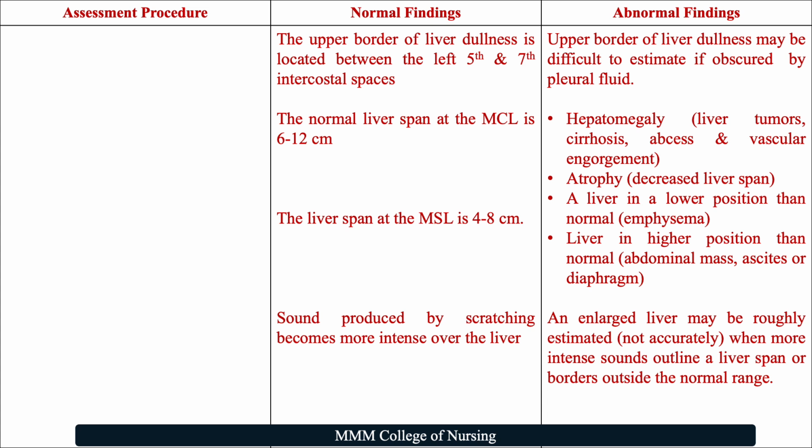Normally, sound produced by scratching becomes more intense over the liver. Abnormally, an enlarged liver may be roughly estimated, but not accurately, when more intense sounds outline a liver span or borders outside the normal range.